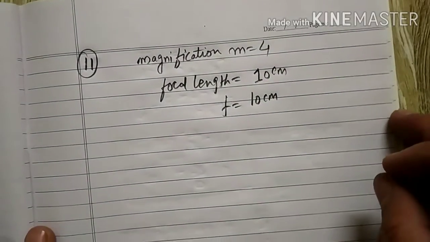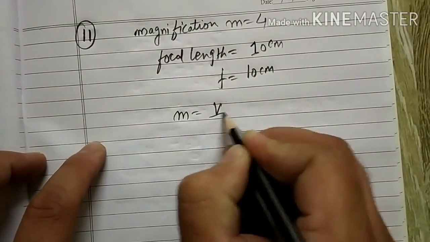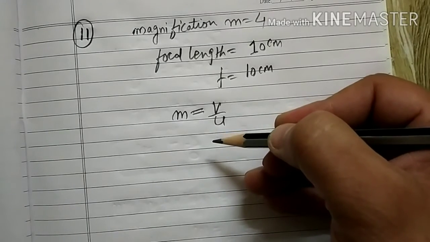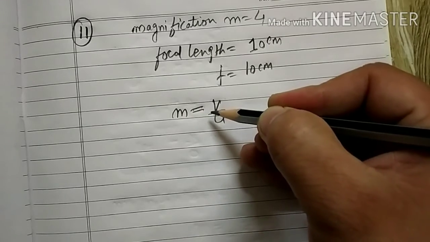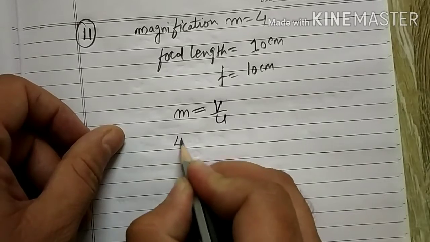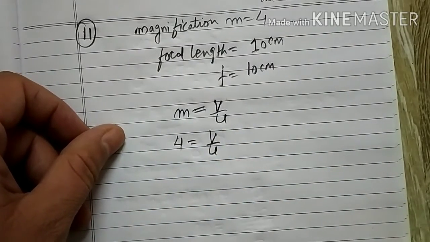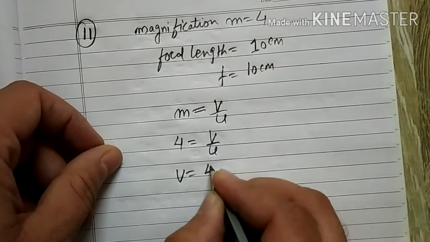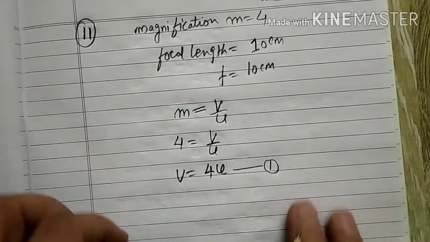So first of all, I want to apply the formula of magnification. M is equal to v upon u. I hope you know the difference between magnification of a lens and magnification of a mirror. In case of a mirror, a negative sign will come. In case of a lens, this negative sign will not come. So magnification is 4 only. We don't know the values of v and u, we know the focal length only. So we can say that v is equal to 4u. This is the equation we found, v equal to 4u.